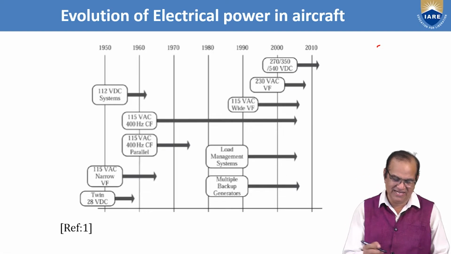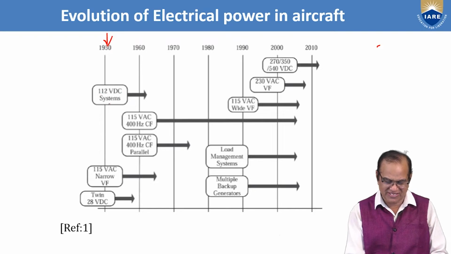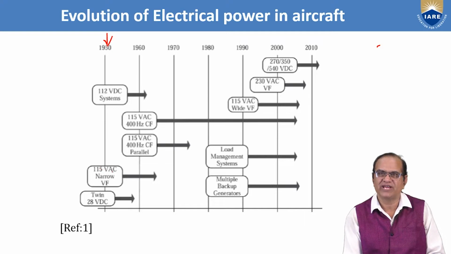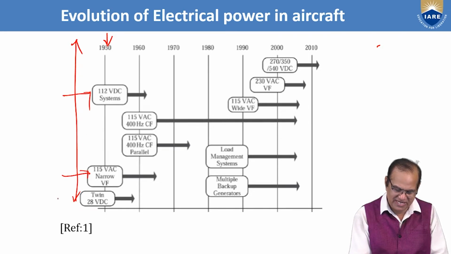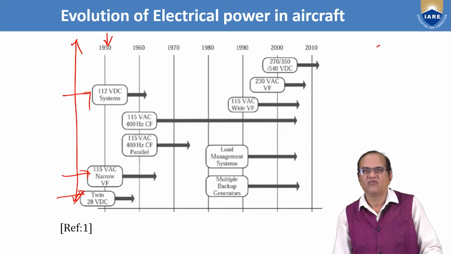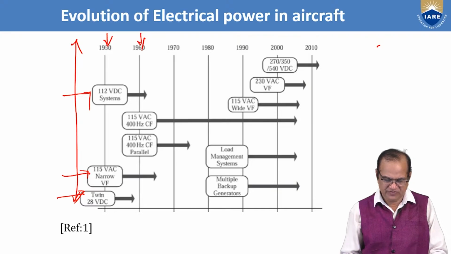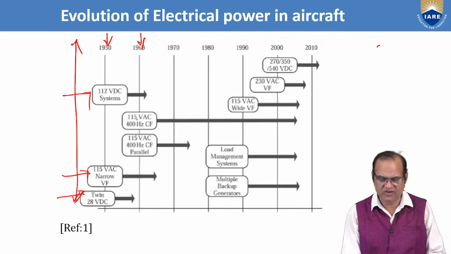You can see that in 1950, 112 volt DC systems were there, and here we have 115 volt AC narrow variable frequency. Here we have twin 28 volt DC. So in this era we have different voltage systems. Further, if you go to the next decade, 1960, there is only 115 volt AC.